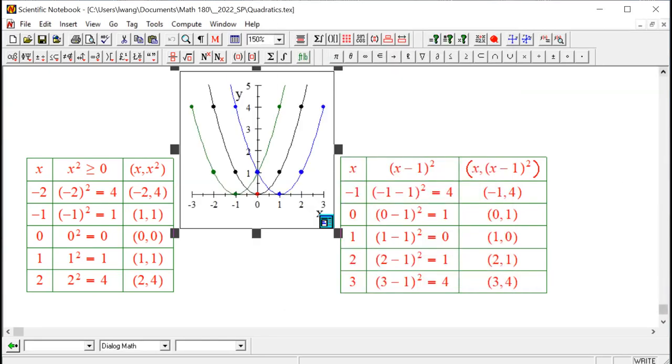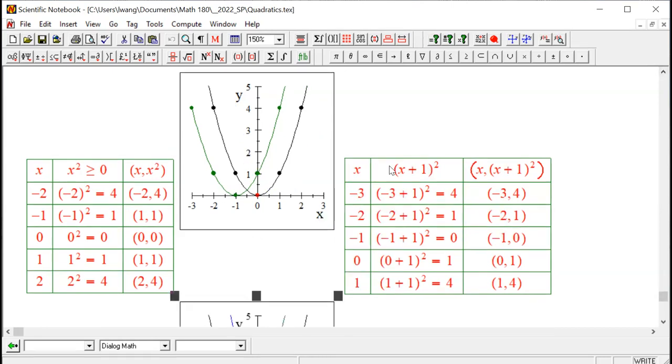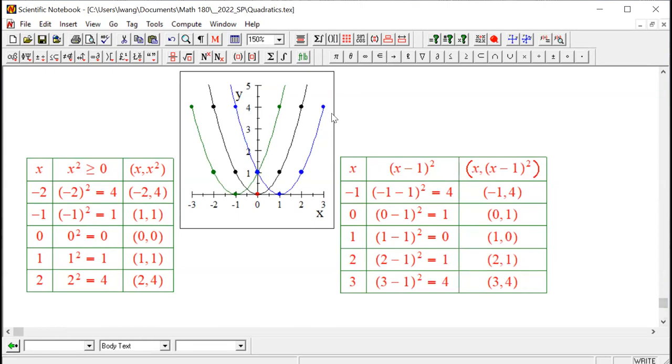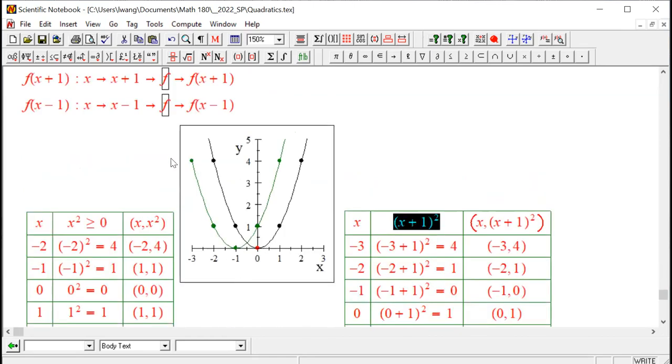Okay, so now you can see if we do x plus 1, it's going to be shifted to the left by 1 unit. If we do x plus 2, it's going to be shifted to the left by 2 units, right? If we do x minus 1, it's going to be shifted to the right by 1 unit. If I do x minus 6, it's going to be shifting to the right by 6 units. Okay, so this is the horizontal shift. You can see the horizontal shift is adding a constant to the input instead of the output, like we have explained at the beginning, this shifting.